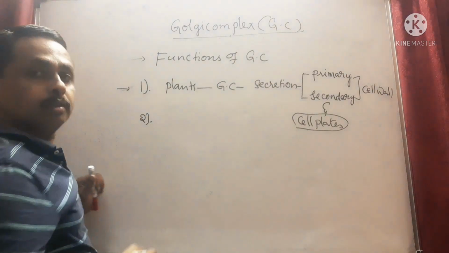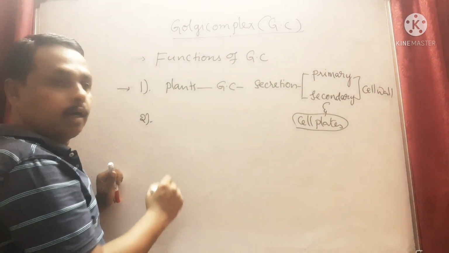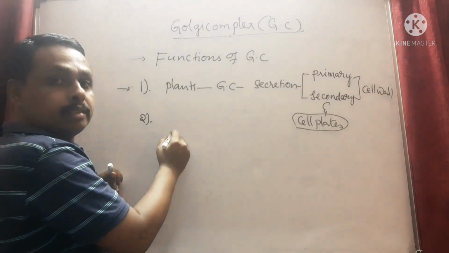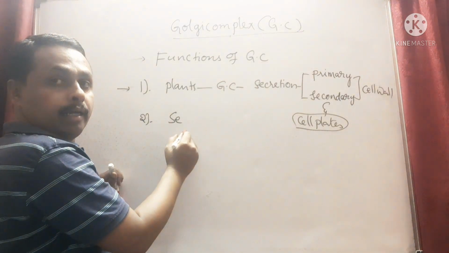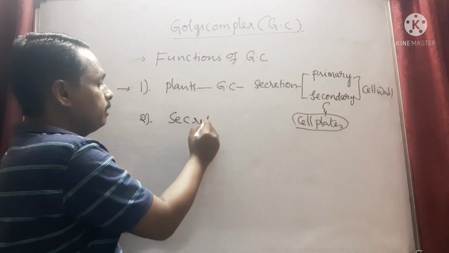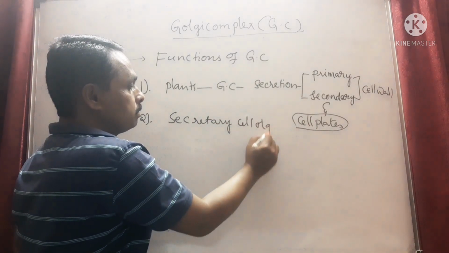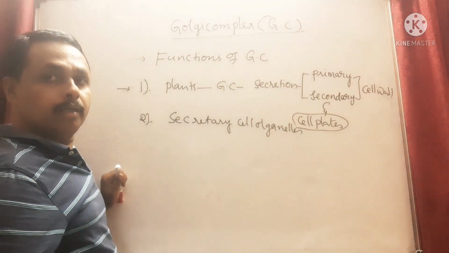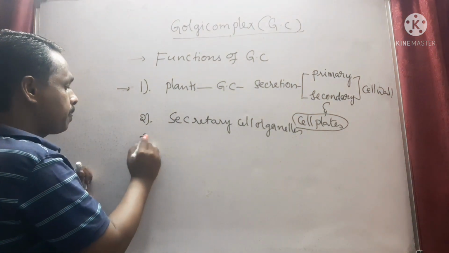Second function is, these Golgi complexes are mainly considered as a secretory cell organelle. They function mainly as a secretory cell organelle. Secretory in function. That's the second function.